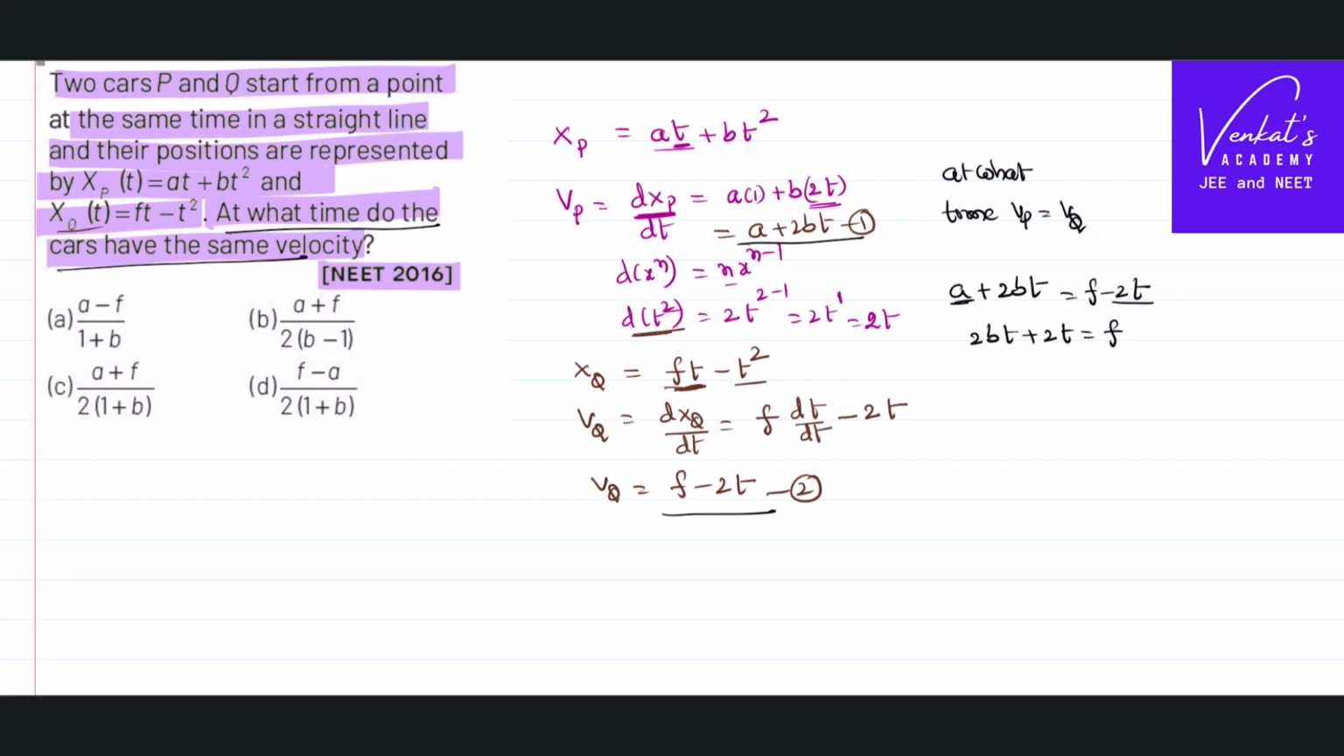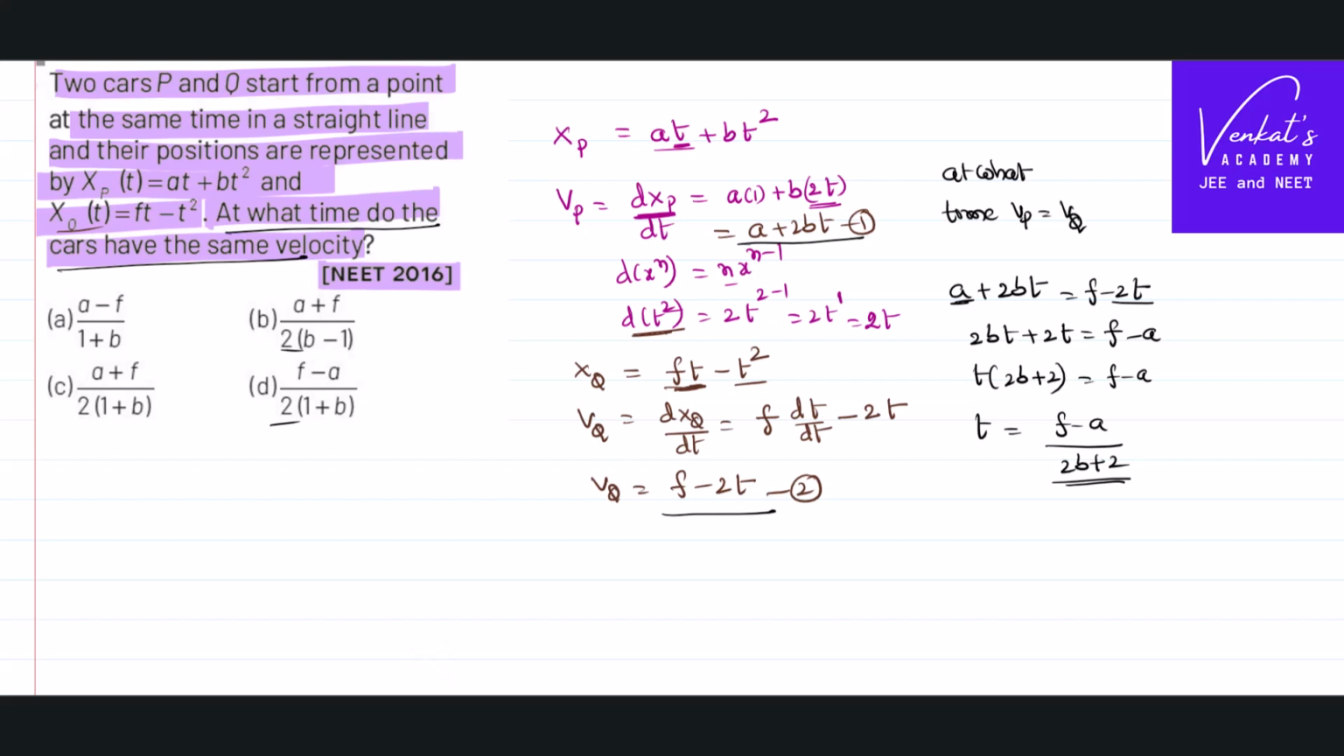Take a to the other side. It becomes f minus a. So t is common. 2b plus 2 times t equals f minus a. So at what time is it? At this time, t equals f minus a by 2b plus 2. That's an answer. But it was not in that format.